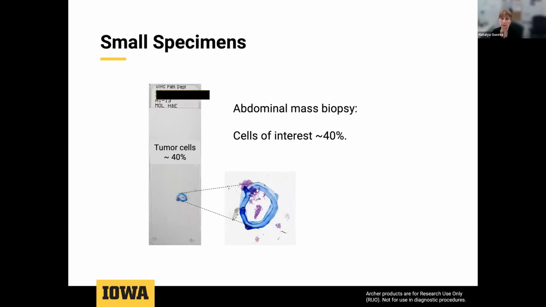Some samples we have for testing are quite small, which can limit nucleic acid yield and affect assay performance. But we have been quite successful working with these samples, and one of these is shown on this slide. This is an example where we had a successful outcome from this small specimen.